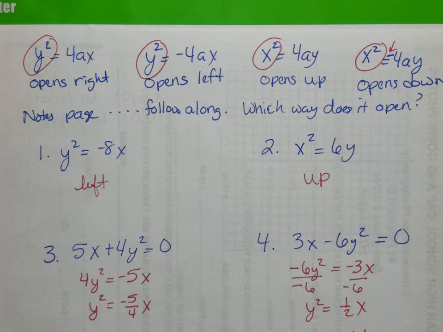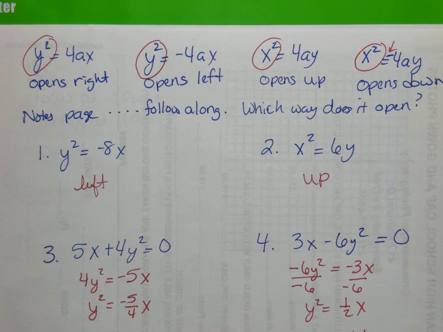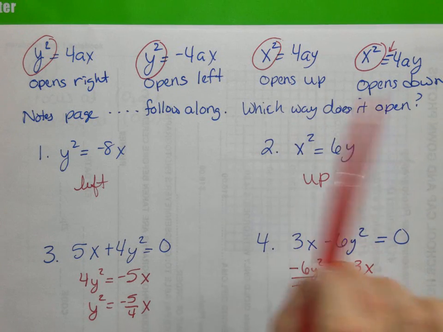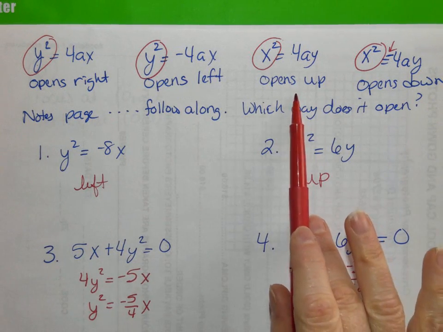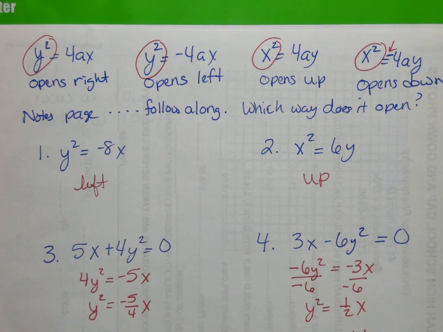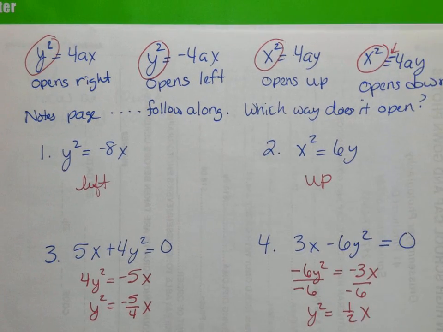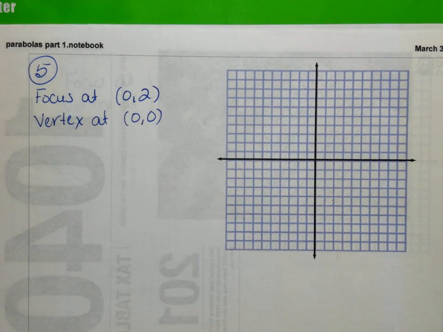Notice how we did that. Again, we look first for which one is squared. If it's x squared, it opens up or down. If it's y squared, it opens left or right. If it's positive, it's up. Negative is down. Positive is right. Negative is left. All right? Good job. All right, let's graph one.